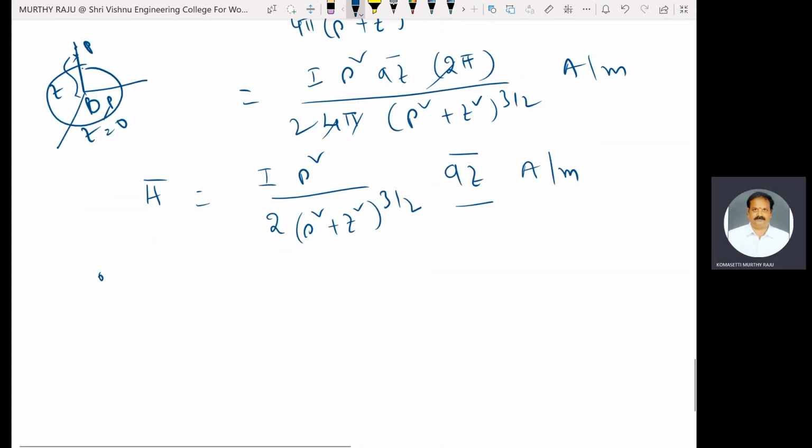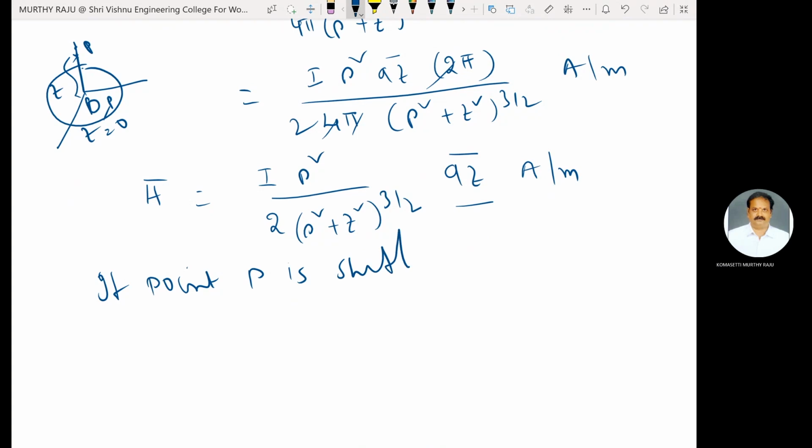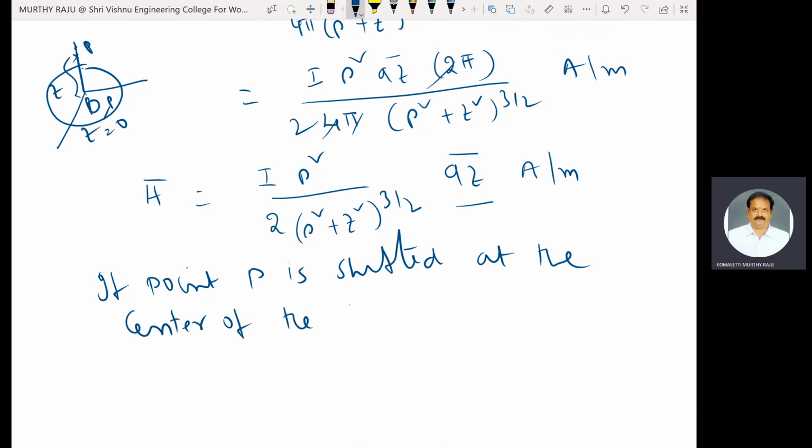If point P is shifted to the center of the circular loop, that is Z is equal to 0.